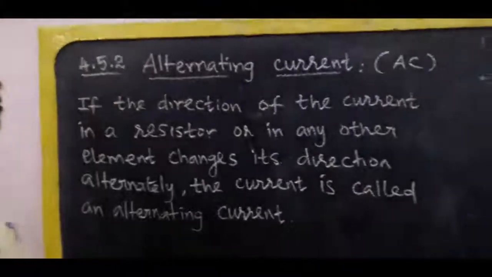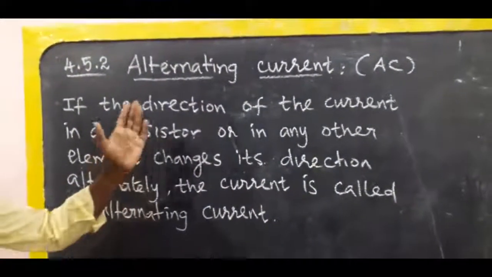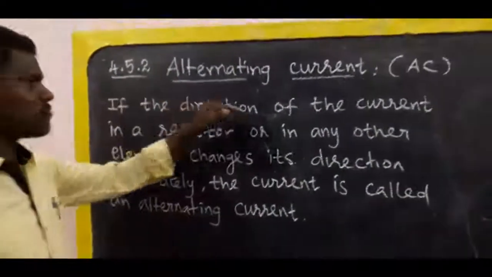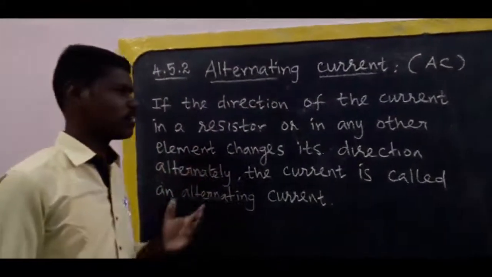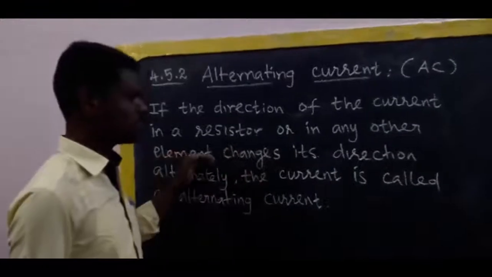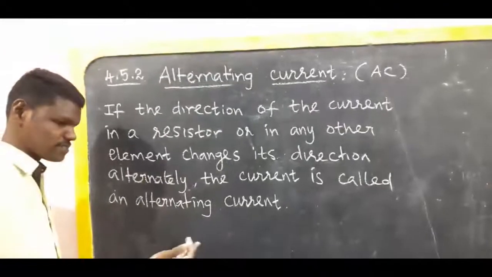So, AC voltage, alternating current. If the direction of the current in a resistor, or any other element, changes its direction alternately, that current is called alternating current.